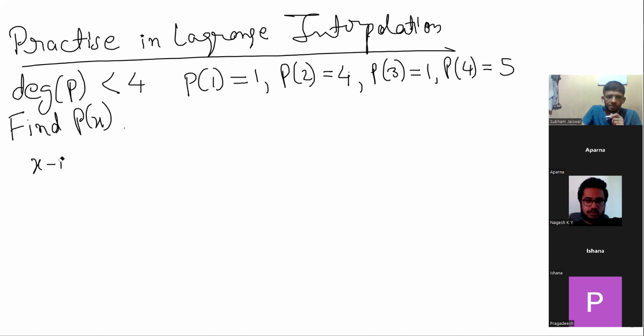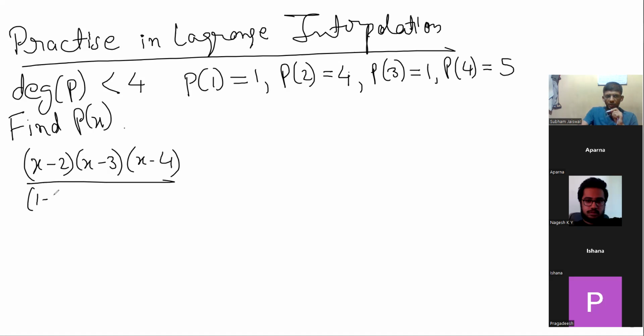x minus 2. Okay. x minus 3. Right. x minus 4. Right. In the denominator, minus 1, minus 2, and minus 3? Or 1 minus 2. 1 minus 2, right. Because when you put 1, then the numerator will become 1 minus 2. So you want to cancel that. Right.